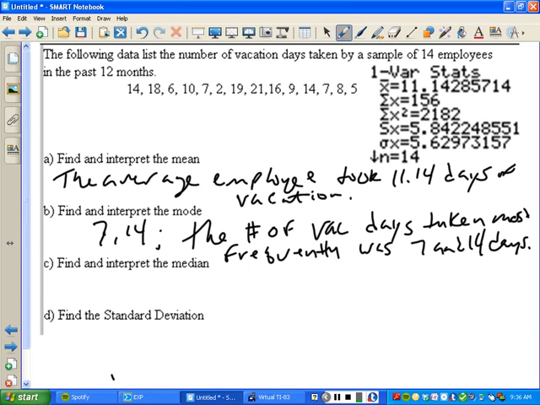Because what I see a lot of people say is most of the time people take either 7 or 14 days. Well, that's not most of the time. That's just the number that occurs most often. There's a difference between most of the time and the number that occurs most often. Slight differences in how that works.